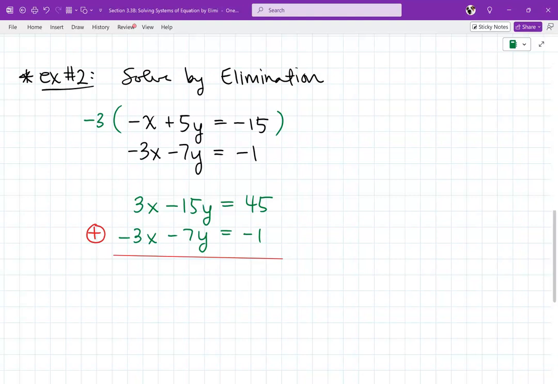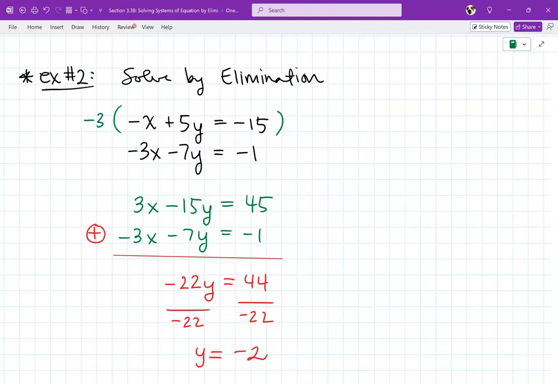So 3x plus a negative 3x, 0. Negative 15y plus a negative 7y, negative 22y. 45 plus negative 1, 44. If I divide both sides by a negative 22, I get that y is equal to negative 2. Again, it doesn't matter if you multiply by a 3 or by a negative 3. You're just going to either add while I subtract, or I'm going to subtract while you add. It doesn't matter, okay? We'll still get the same answer.